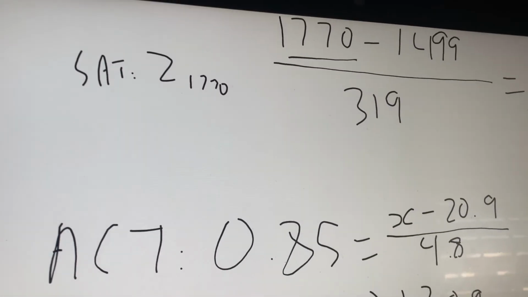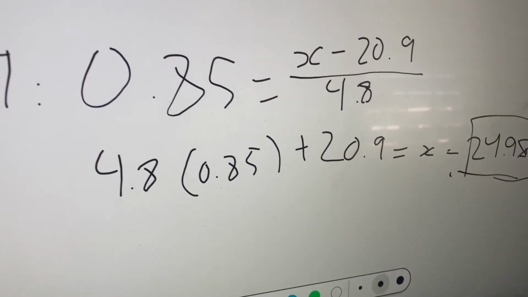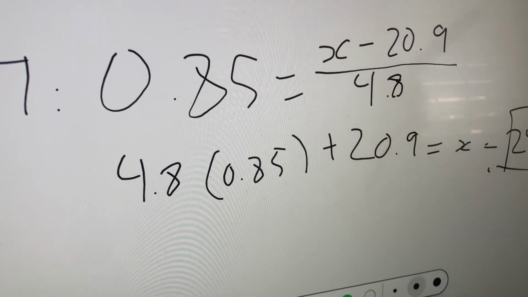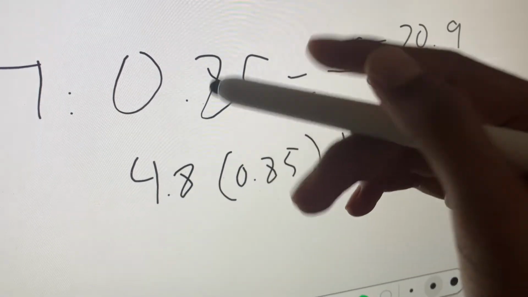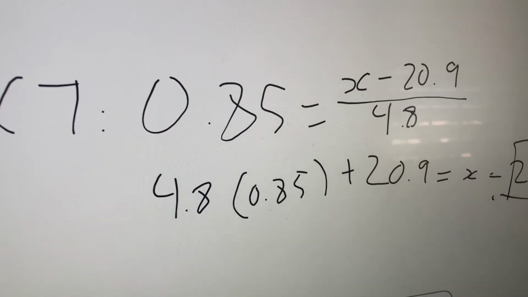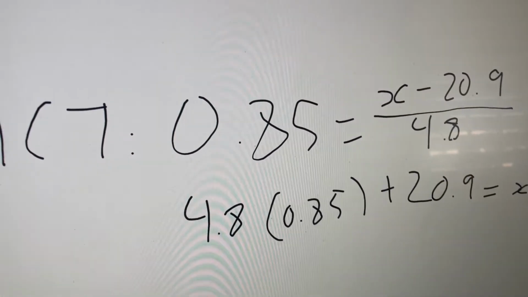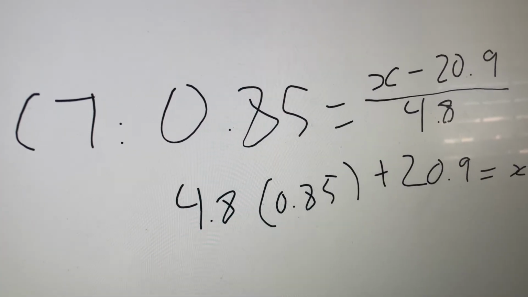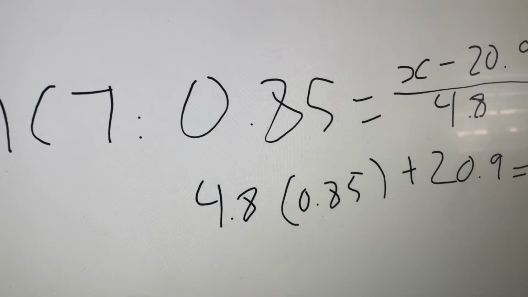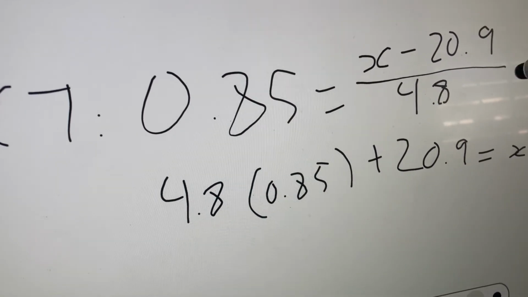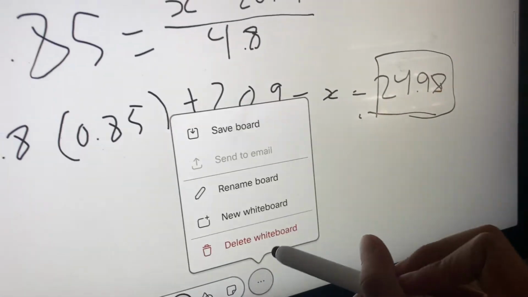And that's just because of the Z-score. Since we found the Z-score of the SAT, we put it on a normal playing field, then we put that in the ACT. Basically what we're saying is, okay, you got 0.85 as your value for a normal distribution with a mean of 0 and a standard deviation of 1. So what would that be with a mean of 20.9 and a standard deviation of 4.8? And that value is 24.98.